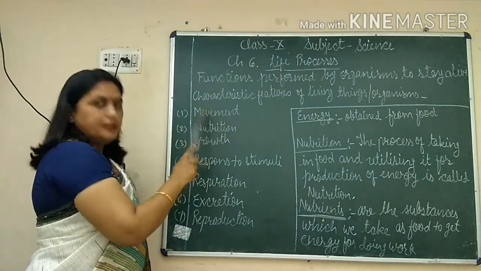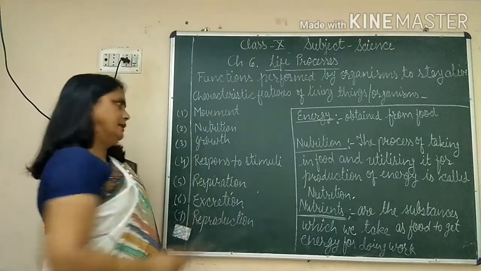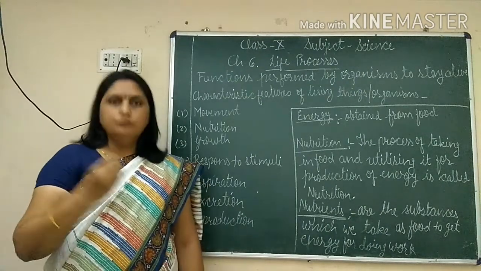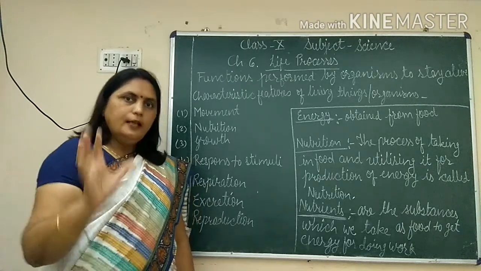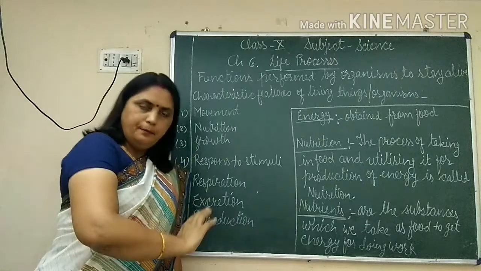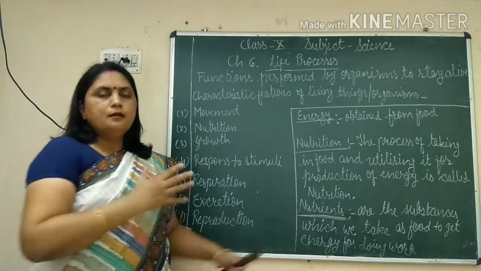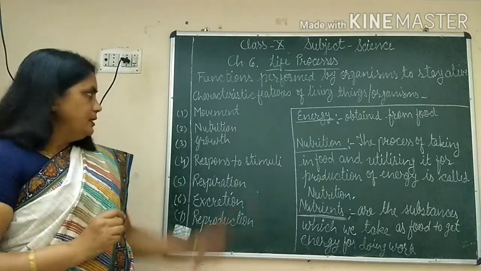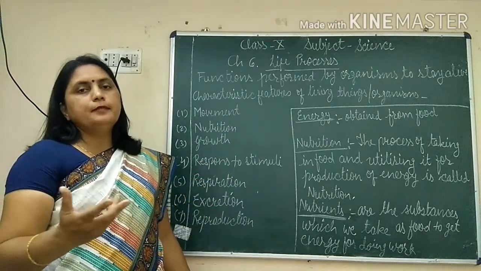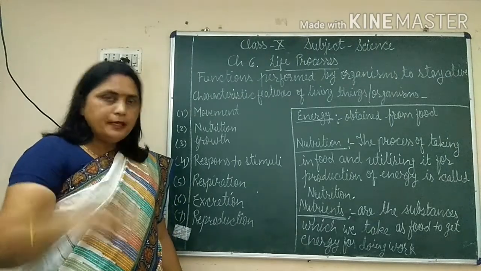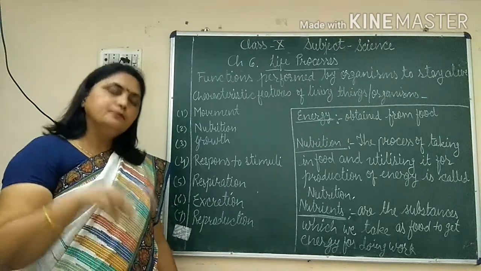The first characteristic feature of living things is movement. All the living things show movements. Movement may be of two types. One is that an organism moves from one place to another place as a whole, means the complete body is moving from one place to another place. Then such a movement is called locomotion. What is it called? Locomotion. And another type of movement is where the body is fixed at one place and various parts are moving. So this is called movement.